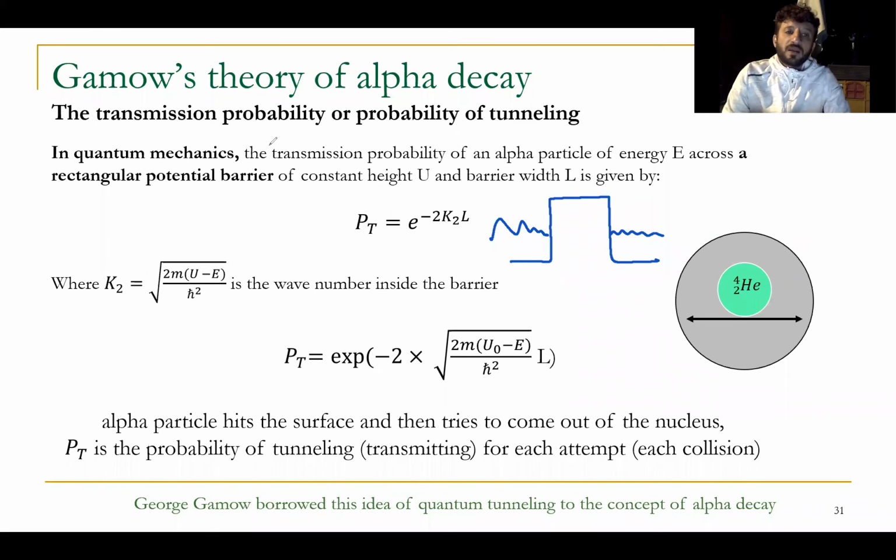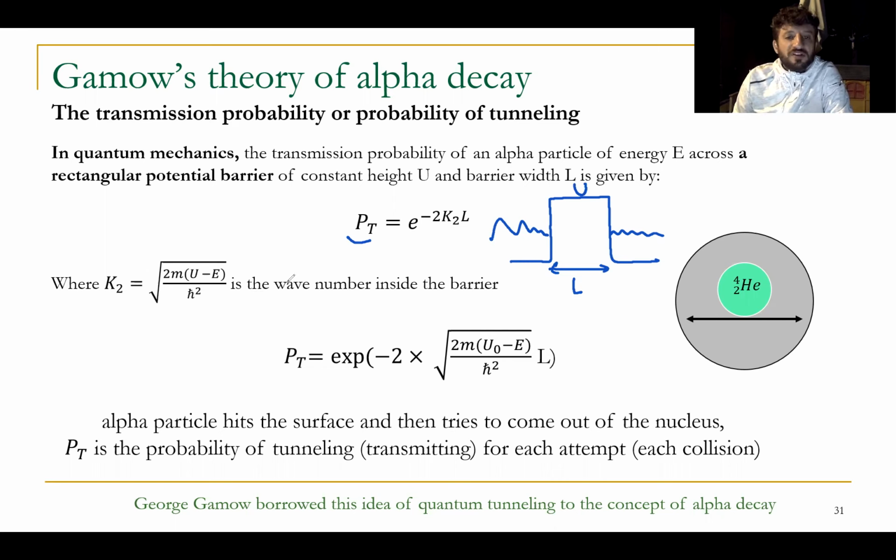So finally, in quantum physics, we have the transmission probability of an alpha particle of energy E across a rectangular potential barrier. Be careful, we are calculating now for a rectangular potential barrier. We don't talk about an exponential barrier. So we have a rectangular barrier with a height U and width equal to L. The transmission probability Pt equals exponential minus 2 k2 L.